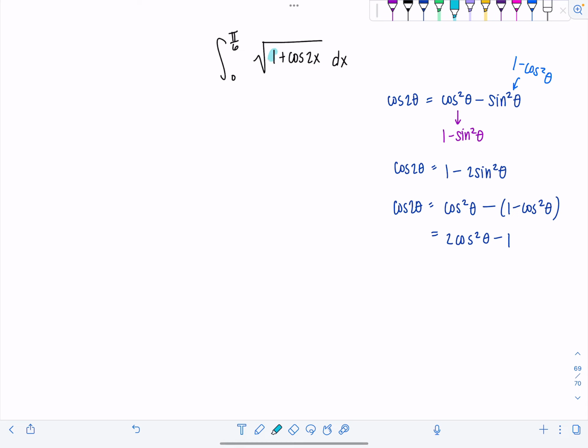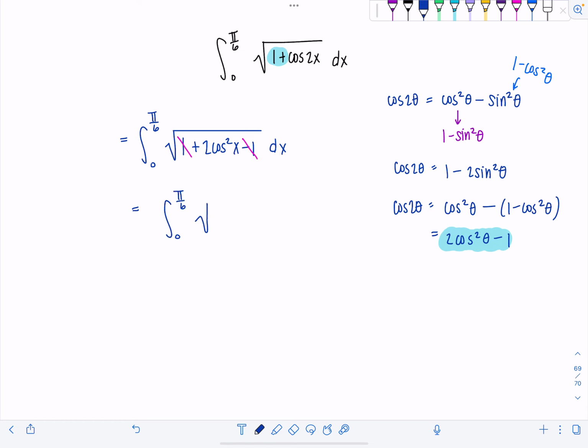Since underneath the radical, I have this positive 1, I'm going to choose this last version of the double angle identity. Watch and see why. So I'm going to rewrite. We have the definite integral 0 to pi over 6 of the square root of 1 plus, and then instead of cosine 2x, I'm going to write 2 cosine squared x minus 1, dx. All right, this is perfect because now these ones cancel out underneath the radical. And I just have the integral from 0 to pi over 6 of the square root of 2 cosine squared x dx.